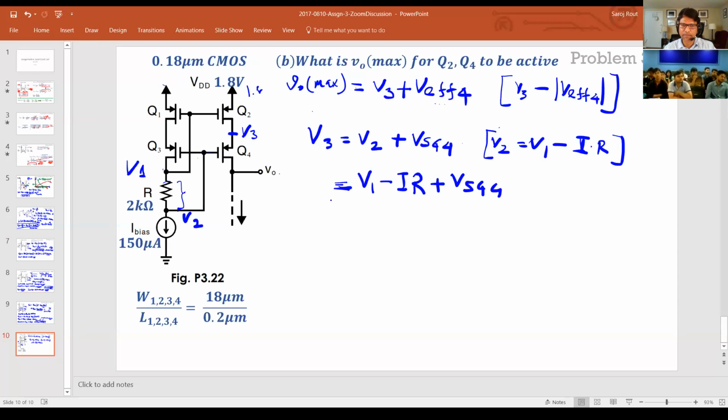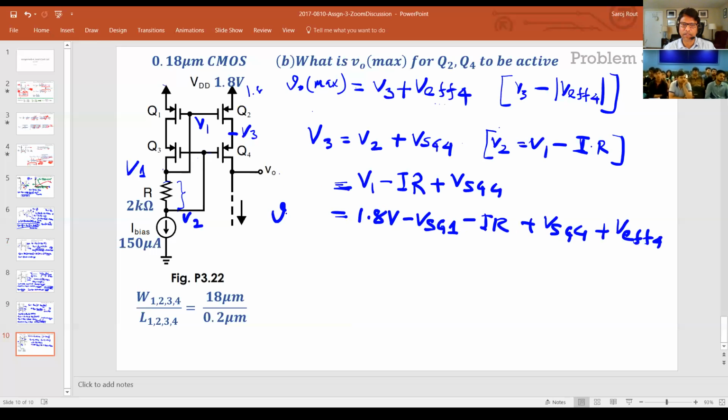And what's V1? V1 is basically nothing, because V1 is this node here, right? And that's essentially 1.8 volts minus VSG1. Okay, that's V1 minus IR plus VSG4. That's your V3. You add V effective 4 onto it, and that's your V out max.